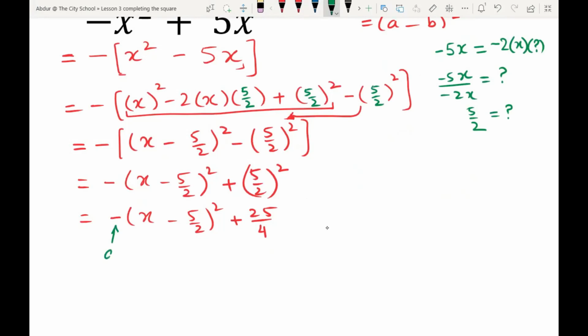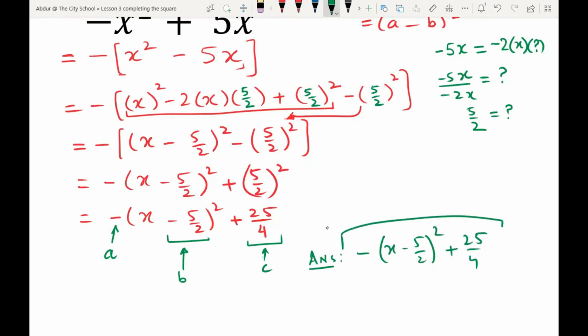The value of a is minus 1 here. The value of b is minus 5 over 2. And the value of c is 25 over 4 here. So this is our final answer here. Minus times x minus 5 over 2 whole square plus 25 over 4 is your final answer.